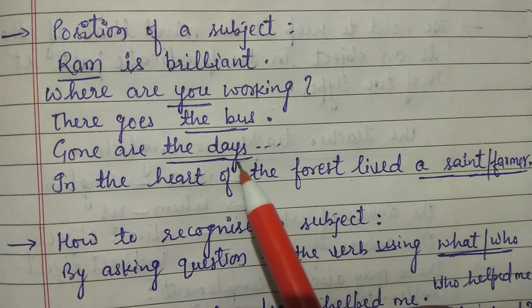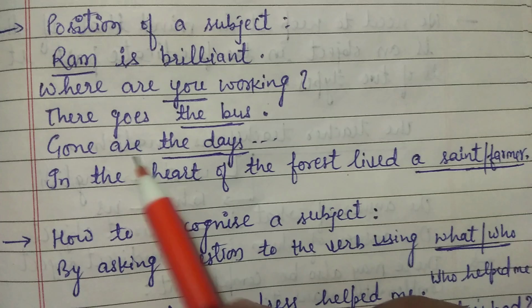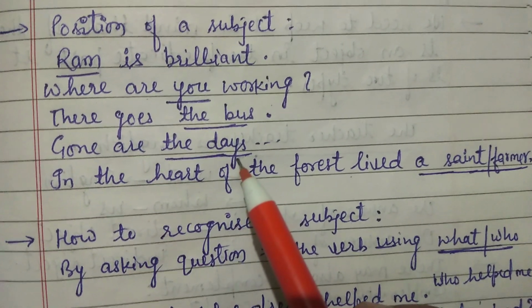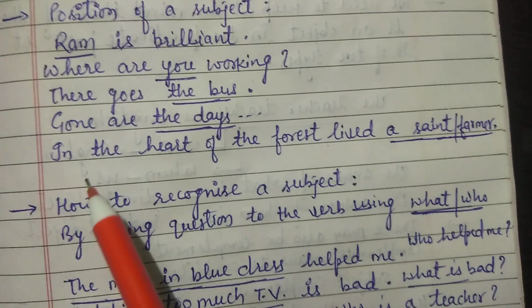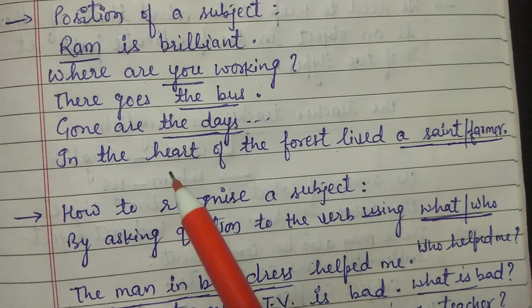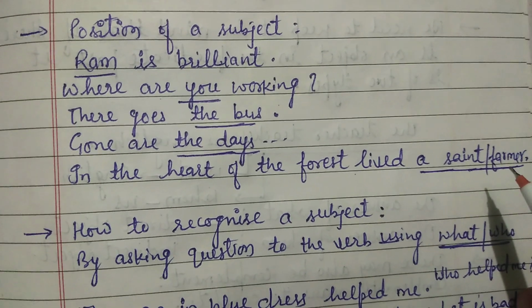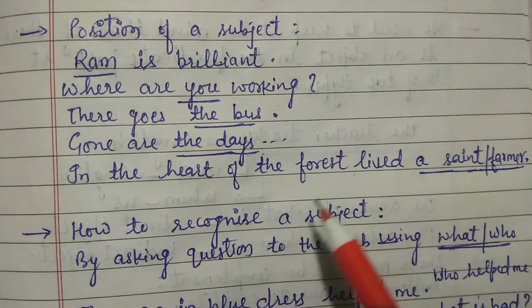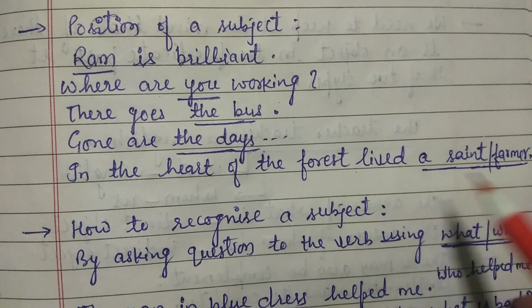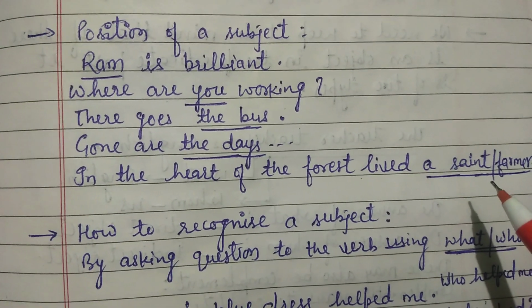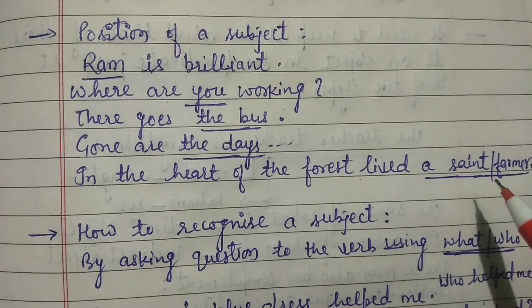Gone are the days. In this also, what are gone? The days. So it is the subject. And lastly, in the heart of the forest lived a saint or farmer. It means who lived in the heart of the forest? A saint or farmer. So it is also the subject and it is used at the end of the sentence.